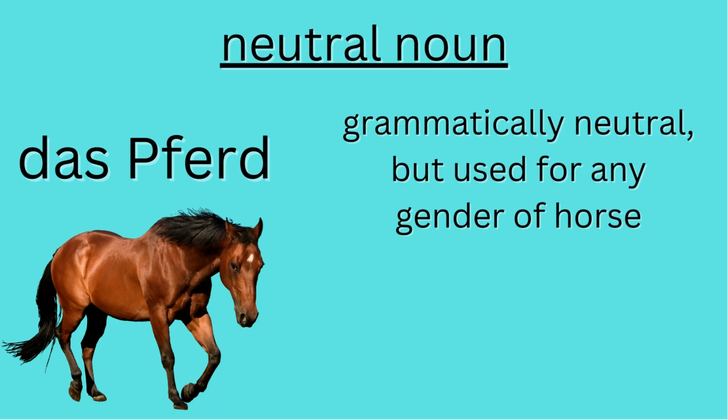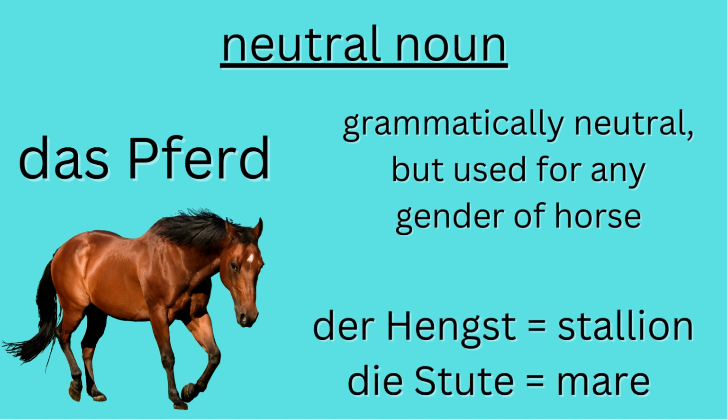The German word for horse is grammatically neutral. It is das Pferd, and it refers to any kind of gender of horse. But in English, we also have the word stallion, and we have the word mare, right? And we have a German equivalent to that. So if you want to be specific about the gender of a horse, you can say der Hengst, the stallion, or die Stute, the mare.